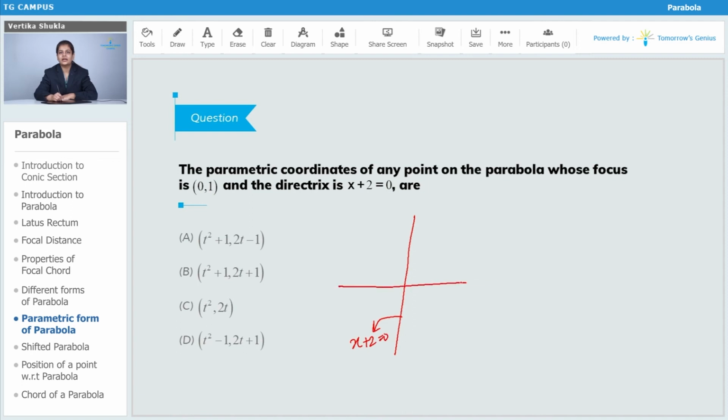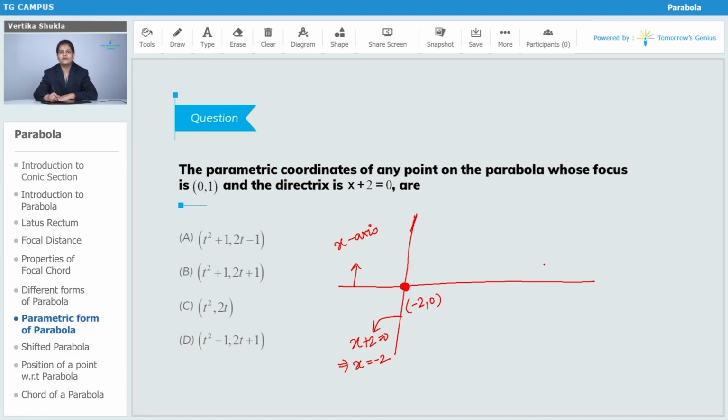and this is your, suppose, x-axis. If this is your x-axis, then the point of intersection of x plus 2 is equal to 0 and your x-axis will be what? Minus 2, 0. Because x plus 2 is equal to 0 implies what? That x is equal to minus 2. That means any point on this line x plus 2 is equal to 0 will have the x coordinate at minus 2. But on the x-axis, the y coordinate is 0. So this point will become minus 2, 0.